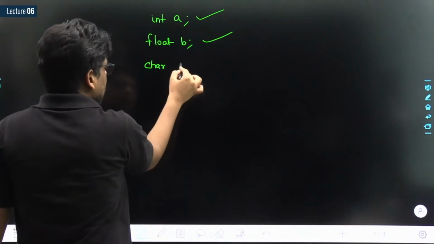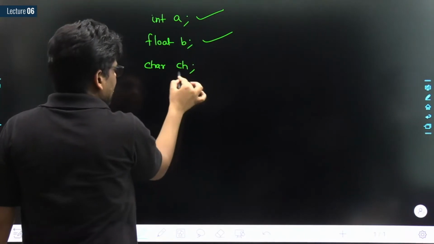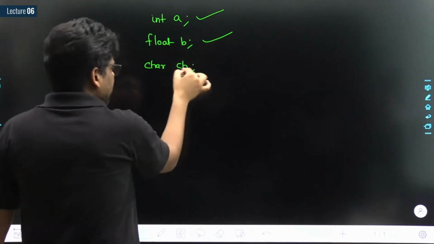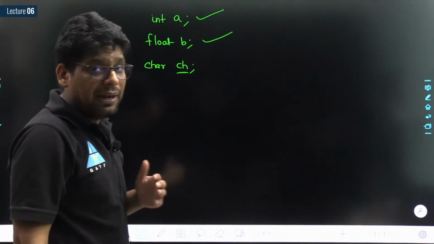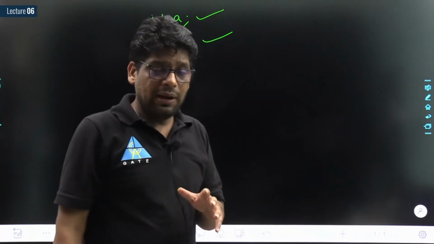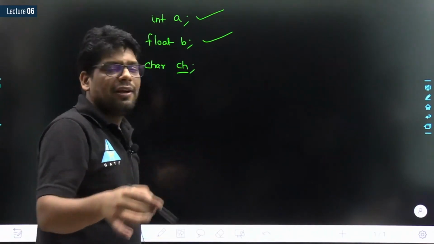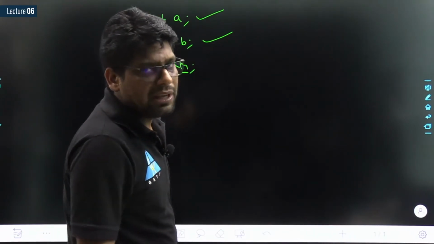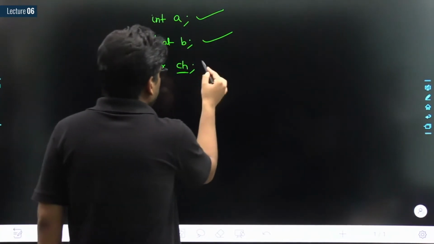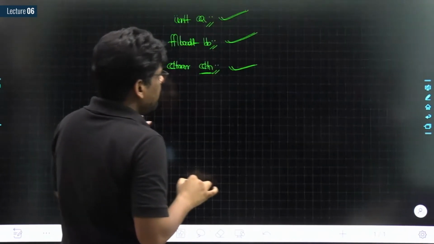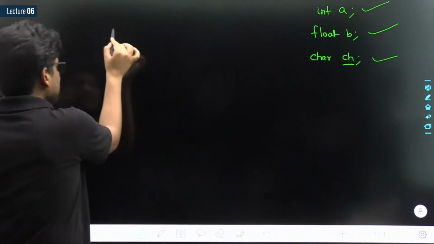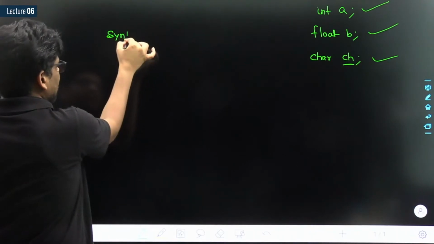Sir, char ch. Don't worry, this is only a variable name. Sir, can a variable name be of two length? Yes, of course it is. We will talk about the rules or naming convention of a variable. Sir, character data type. If I ask you, what is the general syntax? Syntax, I hope everyone remembers.